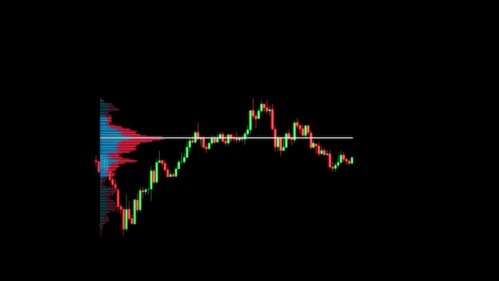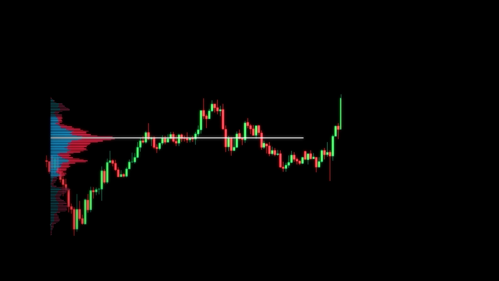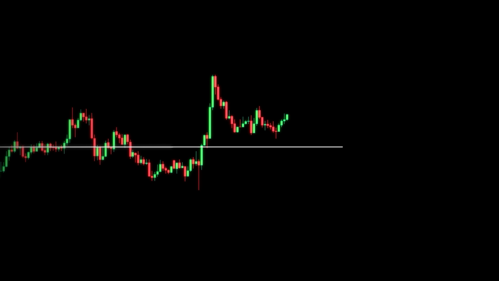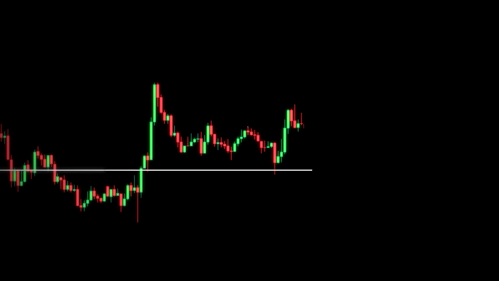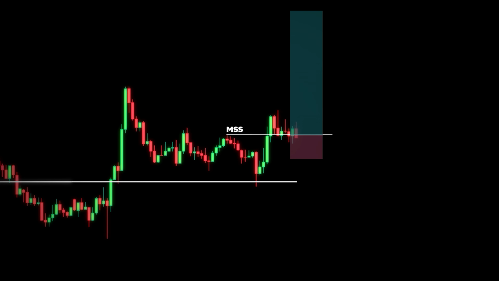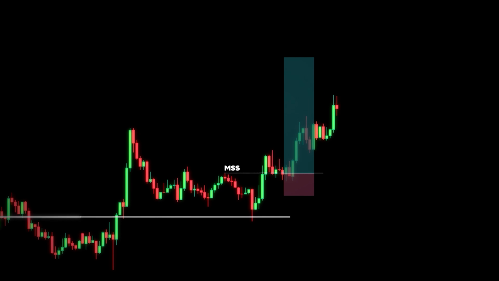Now let's look at the session volume profile in action. New session opens. Price breaks above yesterday's point of control and makes a higher high. Clear bullish structure. Later, price pulls back and retests that same point of control. Then we get a market structure shift, a strong break, and close above the most recent swing high. We can set a long entry on the retest of that swing high. Stops set below the recent low, and targets at the next resistance or high volume node above.